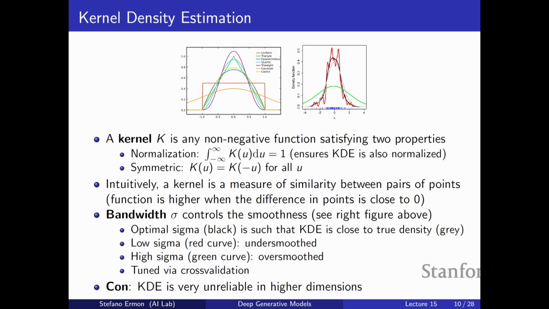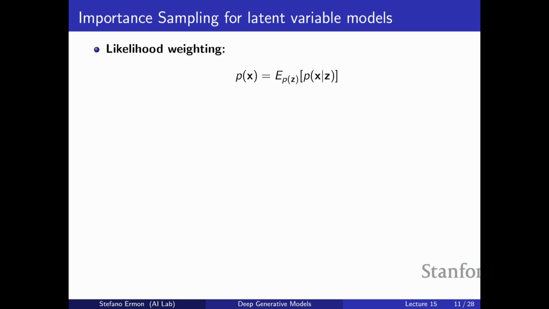Unfortunately, it's extremely unreliable the moment you go to high dimensions. Just because of the curse of dimensionality, you would need an extremely large number of samples to cover the whole space and all the possible things that can happen. The more dimensions you have, the more samples you need. And in practice, it's not going to work very well if you're working on something like images. So there are limitations for what you can do.